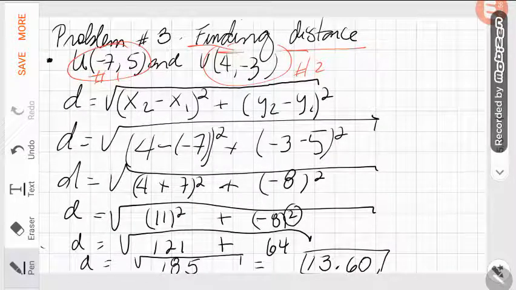So that would be all in relation to distance. This is the calculation of the distance between 2 points when I have the coordinates for both of the points. We use the formula for distance as we just explained.